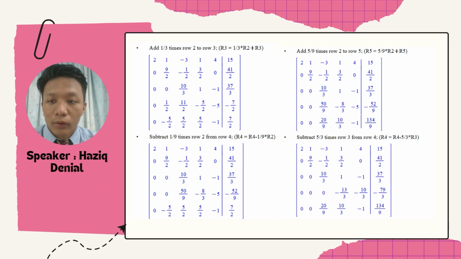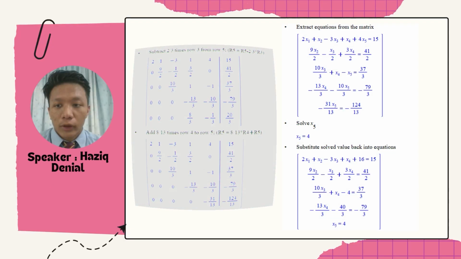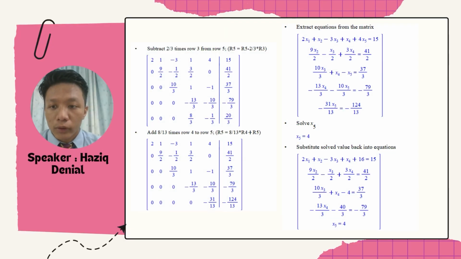And we have to subtract 5 over 3 times row 3 from row 4. After that, we have to subtract 2 over 3 times row 3 from row 5. And last step, we can add 8 over 13 times row 4 to row 5.